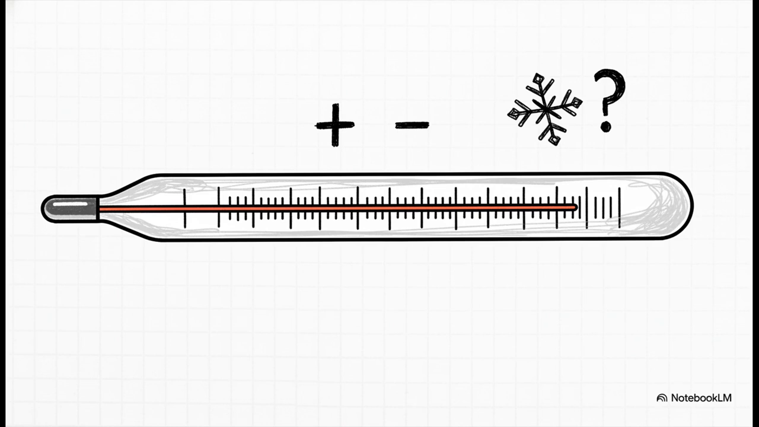Now we reach a major breakthrough, and that's the interval scale. Think of Fahrenheit temperature. This scale finally gives us equal distances between numbers. The distance between 72 and 73 degrees is exactly the same as the distance between 73 and 74 degrees. This is huge because it allows for sophisticated math like addition and subtraction. Though keep in mind, it still lacks a true absolute zero. 0 degrees Fahrenheit obviously doesn't mean the total absence of temperature.